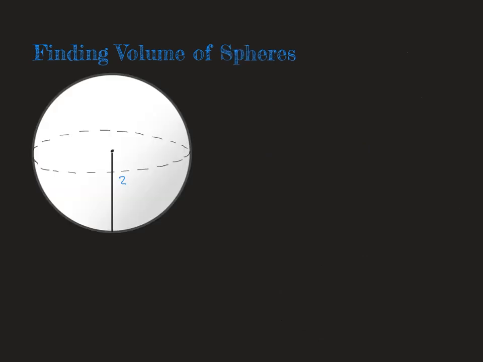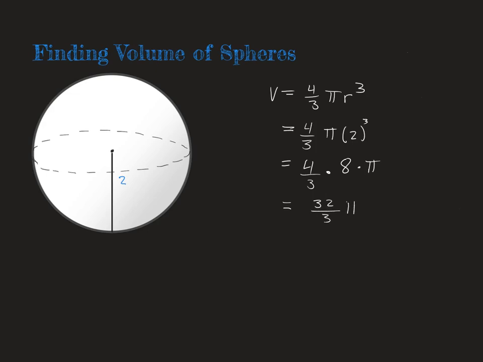To find the volume of spheres, we're going to use the formula volume equals 4 over 3 pi r cubed. Now, we know that our radius is going to be 2, so we're going to do 4 over 3 pi times 2 to the third power. 2 to the third power is pretty easy, so you're going to do 2 times 2 times 2, and that's going to give you 4 over 3 times 8 pi. So now 4 times 8 is going to be 32 over 3 pi, and that's it.